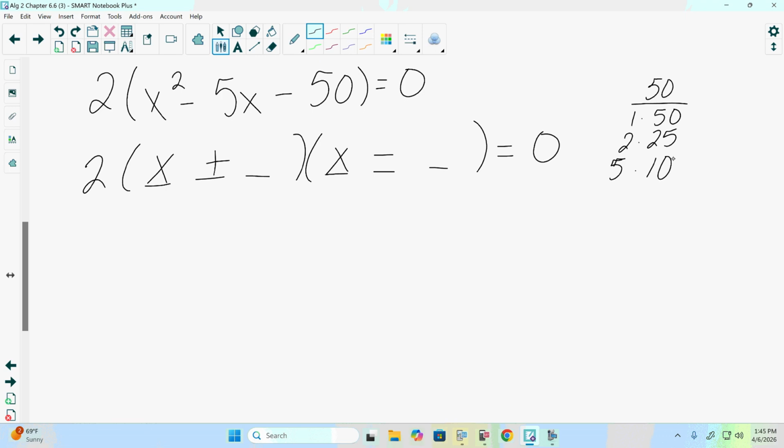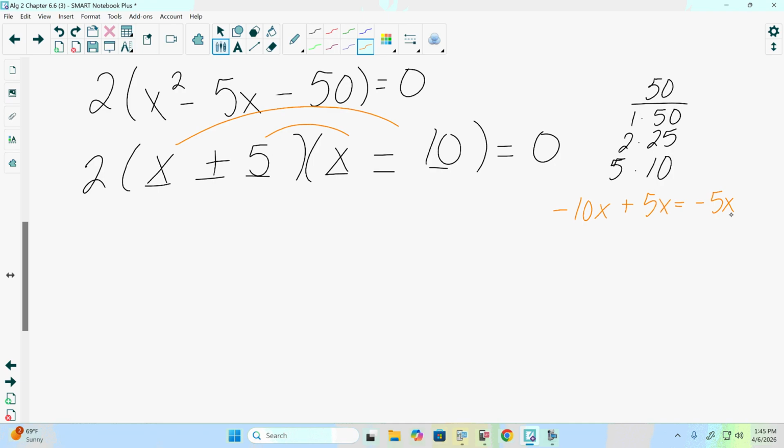Now, at this point here, I would try 5 and 10 first. And if we check this here to make sure this works, x times negative 10 would be negative 10x. 5 times x would be positive 5x. And negative 10x plus 5x would indeed be negative 5x. That is the middle term we wanted.